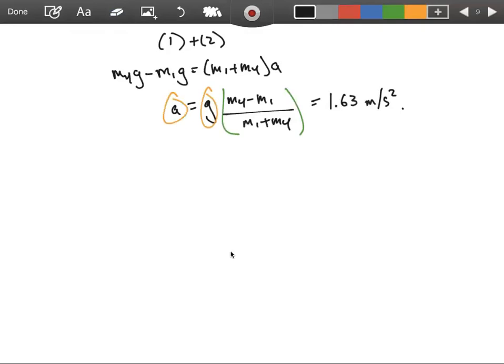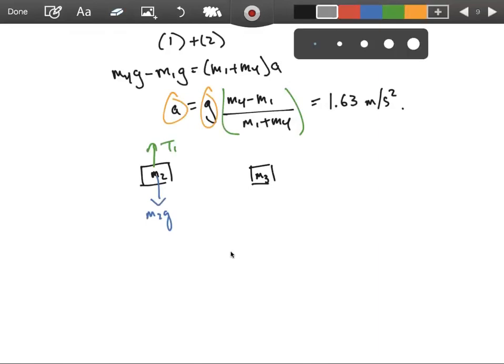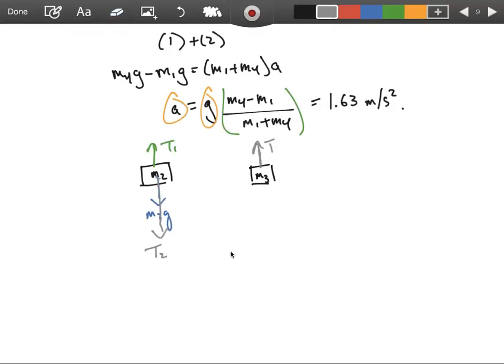Good. So now I can go back to looking at M2 and M3 separately. For M2, we already know we have a tension T1 upward. We know it has a weight, so I have M2G this way, but it's also attached to another string, which means it's being pulled down by another tension of T2. Simultaneously, on M3, because it has a string attached to it, it has to feel the tension T2 upward, but since it has a mass, it has M3G downward. And again, we know both of these are going to be accelerating downward.